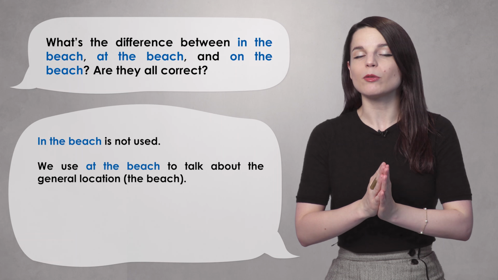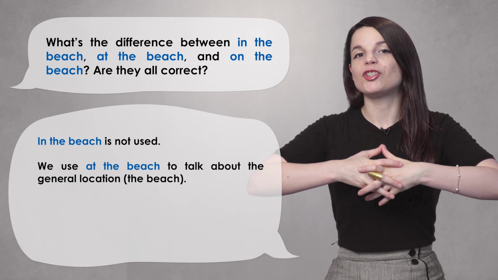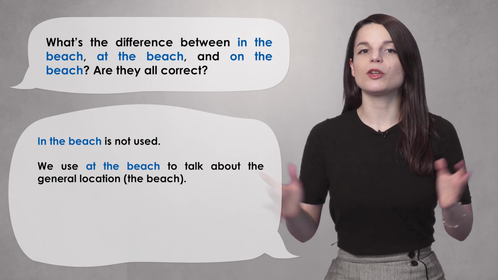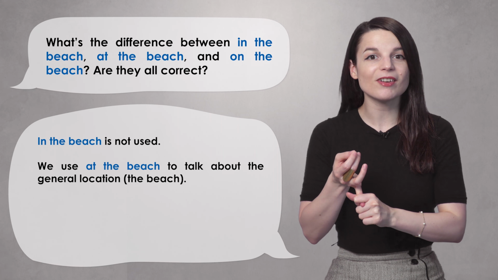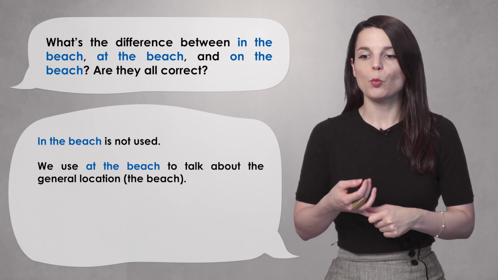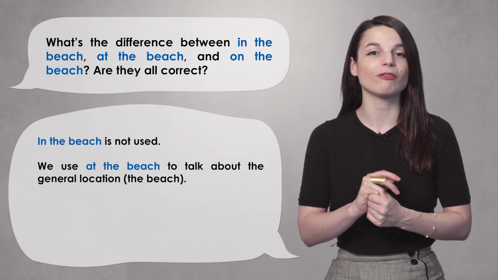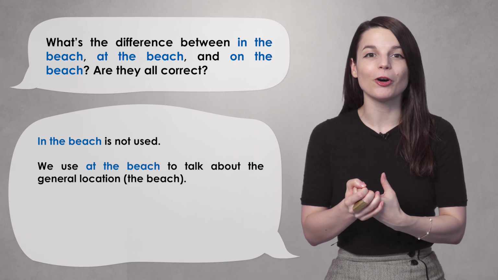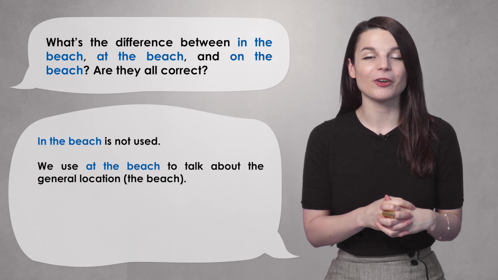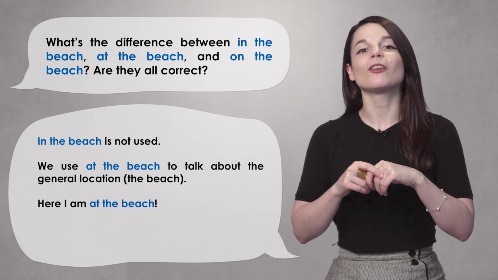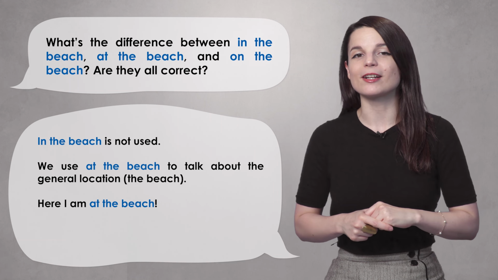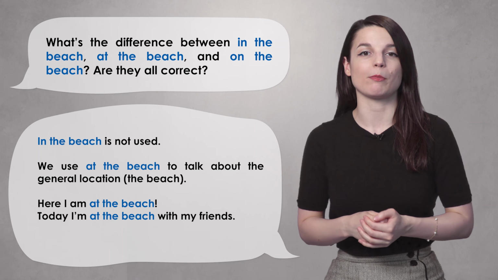We use at the beach when we want to talk about the general location. We use this when we're sharing pictures of ourselves visiting the beach, when we want to talk about a place to meet, and so on. So if you, for example, take a photo and you want to post it to Instagram, you might use the caption, "Here I am at the beach," or "Today I'm at the beach with my friends."